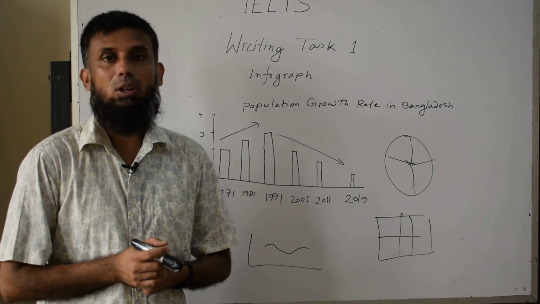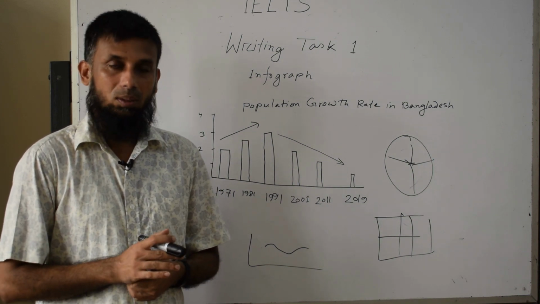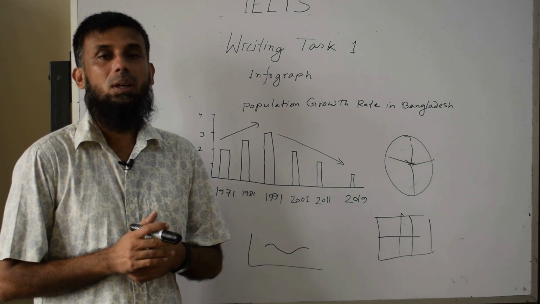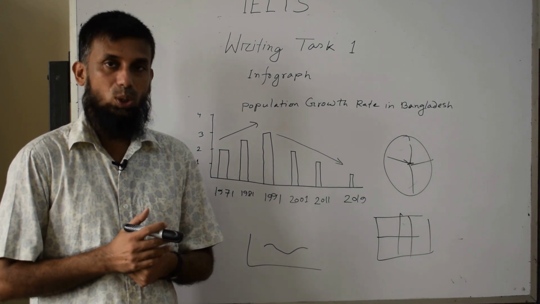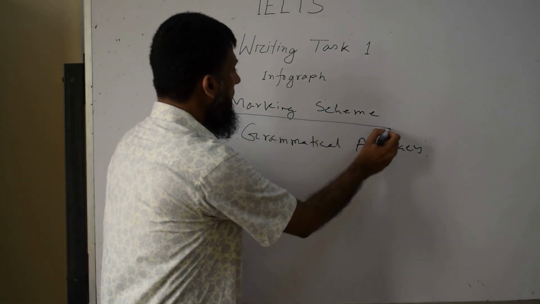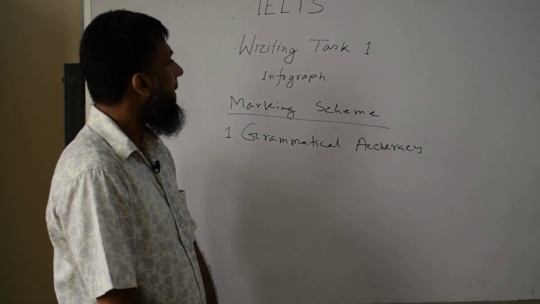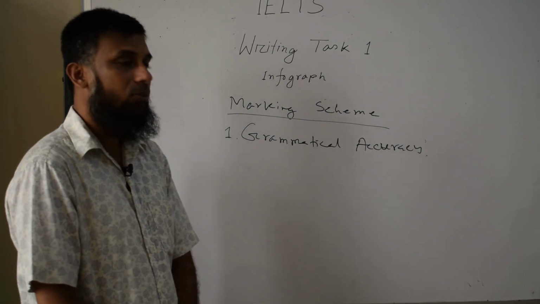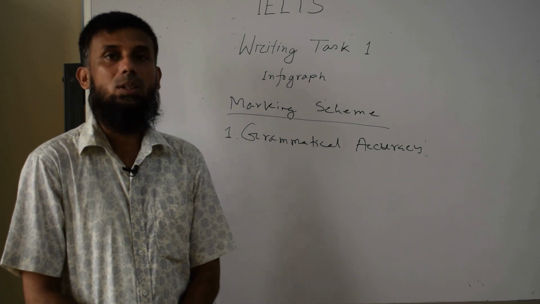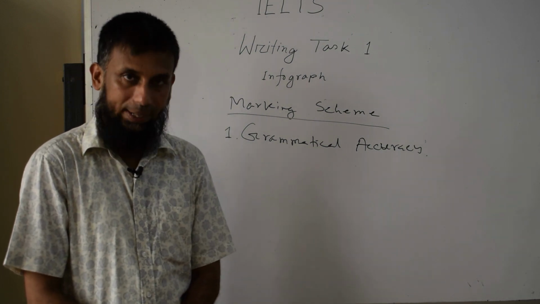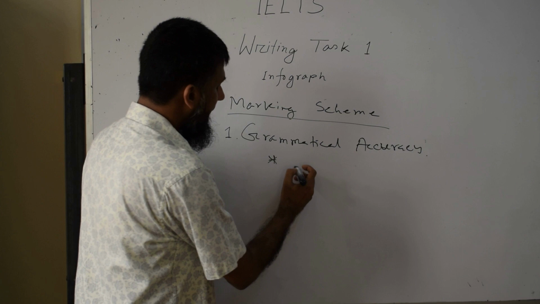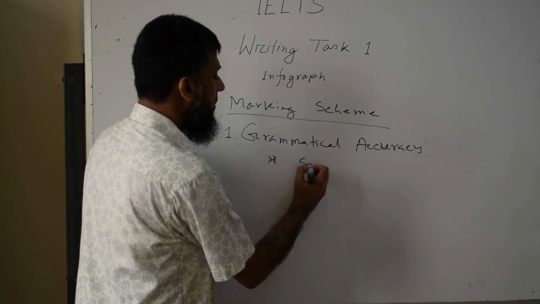And in this video I will talk about all of them and some general information about writing task 1. Okay, here is the marking scheme of writing task 1, and the first element or aspect is grammatical accuracy. So the first aspect of grammatical accuracy is range of sentence structure.